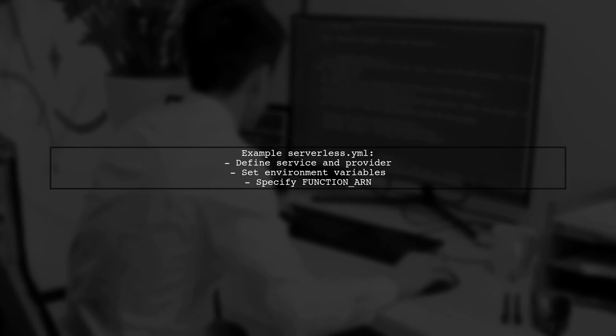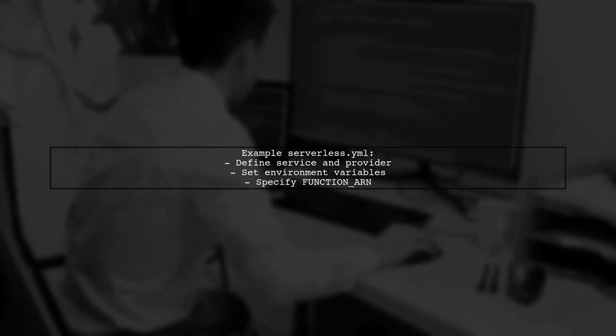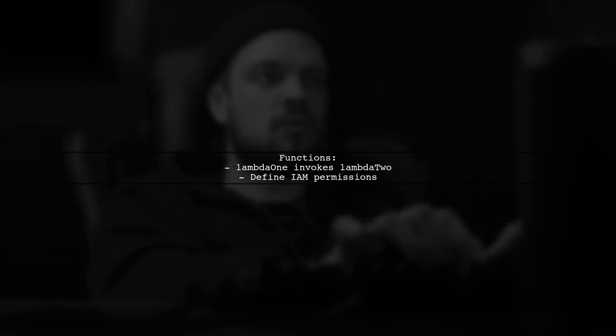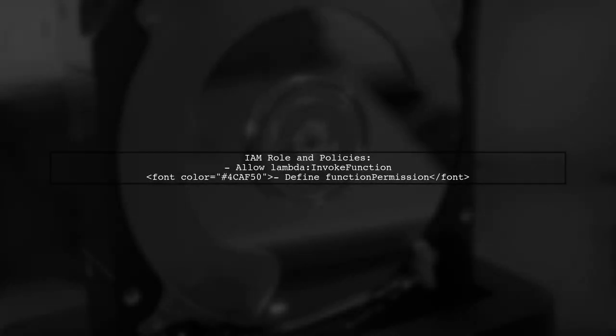Here's a working example in serverless.yml. Define your service, provider, and environment variables, including the function ARN. In the functions section, Lambda 1 invokes Lambda 2. You'll also define IAM permissions for the Lambda function. The resources section includes the IAM role and policies needed for invoking the function. Make sure to allow the Lambda invoke function action.